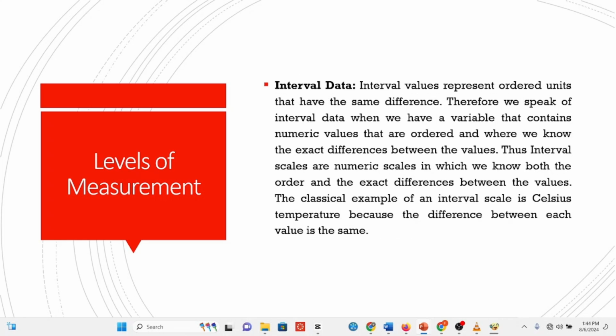Interval data, interval values represent ordered units that have the same difference. Therefore we speak of interval data when we have a variable that contains numeric values that are ordered and where we know the exact differences between the values. Thus interval scales are numeric scales in which we know both the order and the exact differences between the values. The classical example of an interval scale is Celsius temperature because the difference between each value is the same.